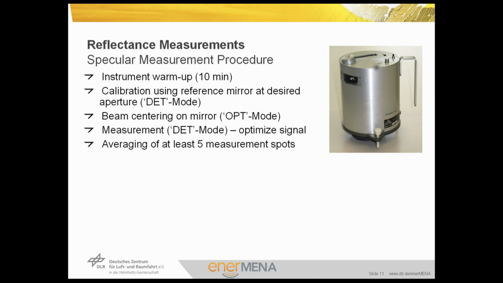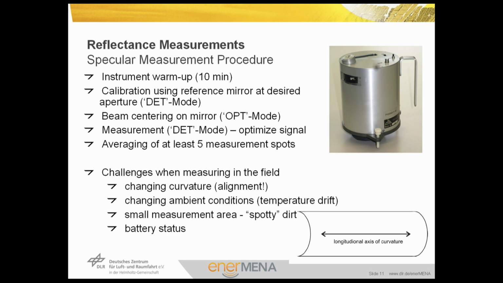It is always important to give the instrument some time to warm up and to accommodate to the surrounding conditions. Then the instrument is calibrated using the reference mirror with detector mode. And it is always important to do a beam centering on the mirror we want to measure, so that the reflected light beam is in the center of the measurement aperture. Then the measurement is performed, and at least 5 measurement spots should be averaged to get a reliable value.